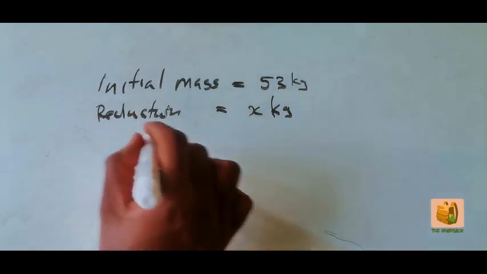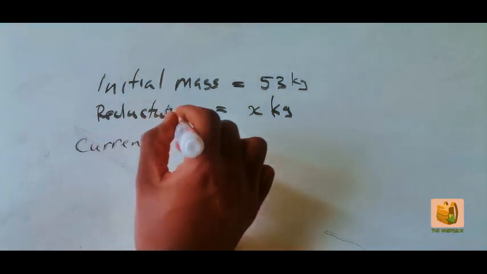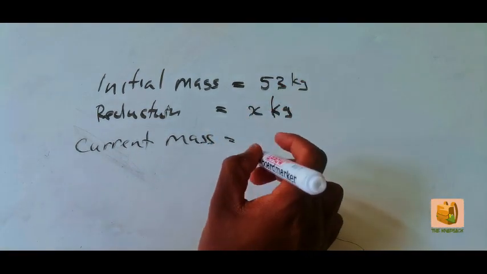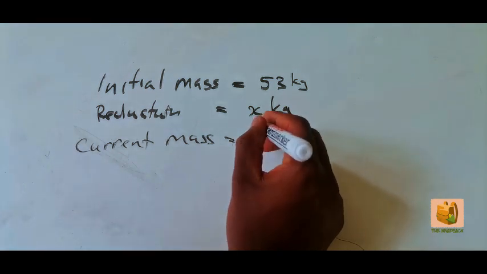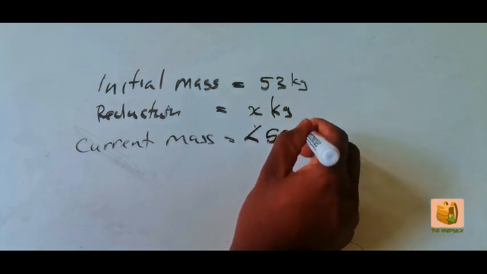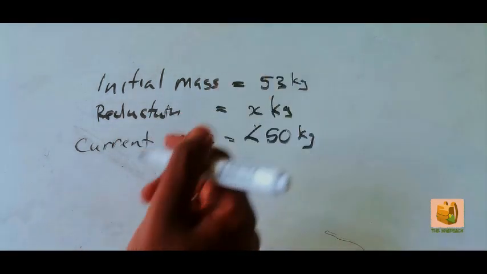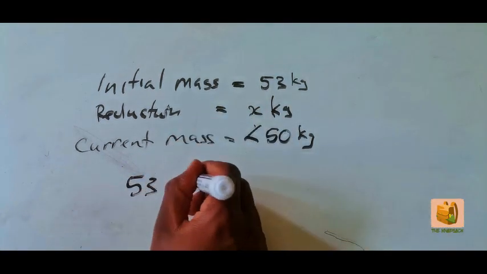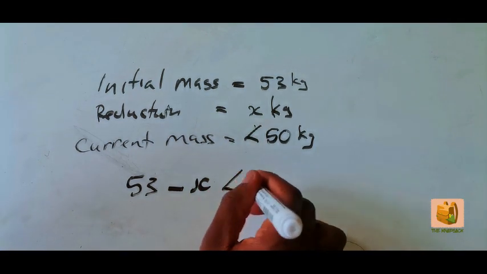And then now her current weight. They've put mass there, so we are using mass. Current mass is less than 50. So essentially they're saying 53 minus that x gave her a mass that is less than 50.